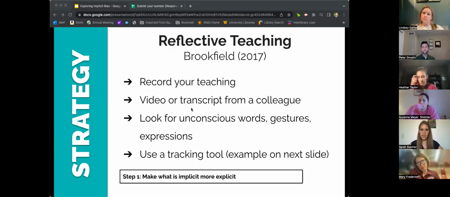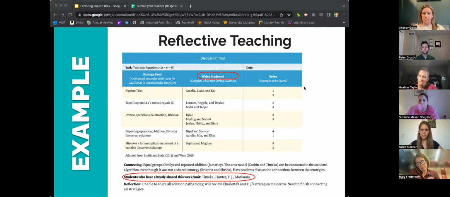But we're really kind of playing off of our implicit biases and our expectations of what we think students can do. And so on the next slide, we're going to look at a little tracking tool. And this really helps us in the who part of this reflection, which is what students am I calling on? Which students am I asking to present in front of the class? Because we know that that puts them in a position of authority.